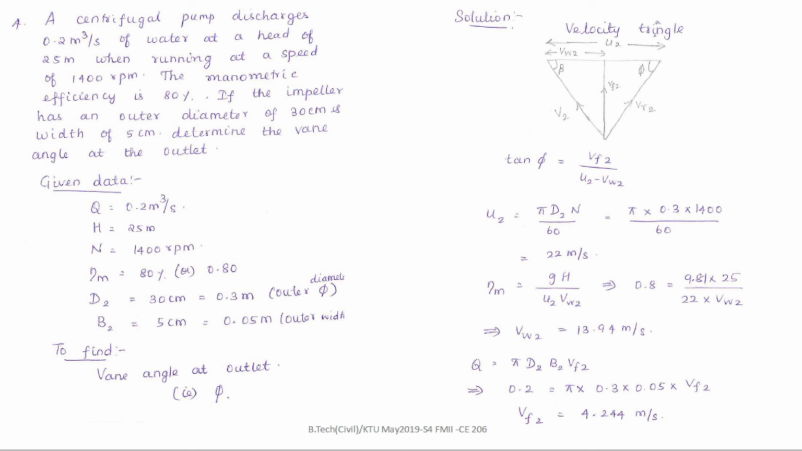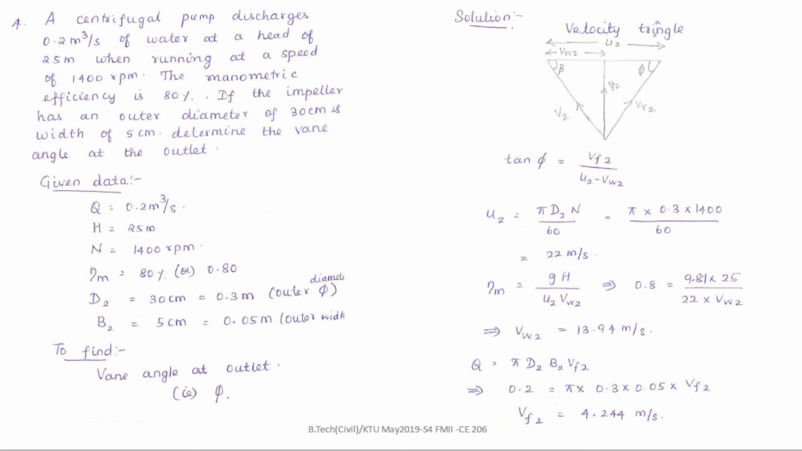What we have to find? We have to find the vane angle at the outlet. It is phi. First write down the given data. Q is given, H is given, N is given, eta M is given, D2 is given and B2 is also given. We have to find the vane angle at the outlet.